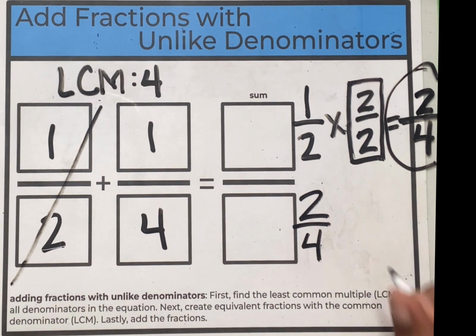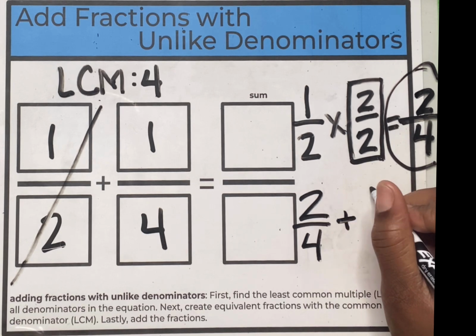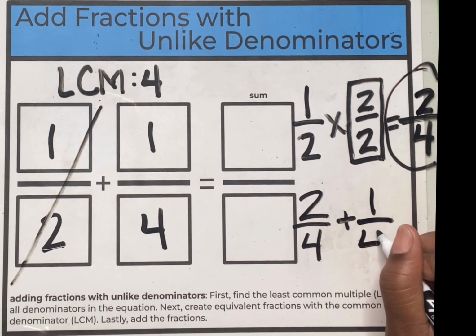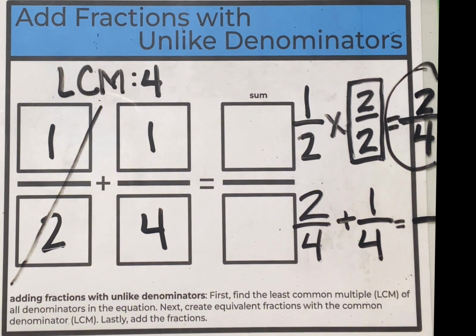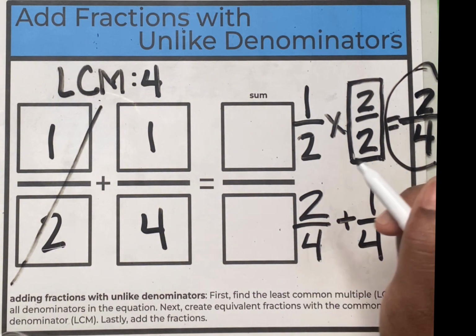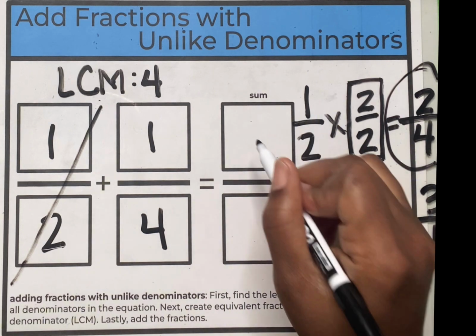2/4 plus 1/4 equals... now, final step, easy part. We know when we're adding fractions, we never add the denominators. We have 4 whole parts. That stays the same. We only add our numerators. 2 plus 1 is 3. So 1/2 plus 1/4 equals 3/4. Very good.